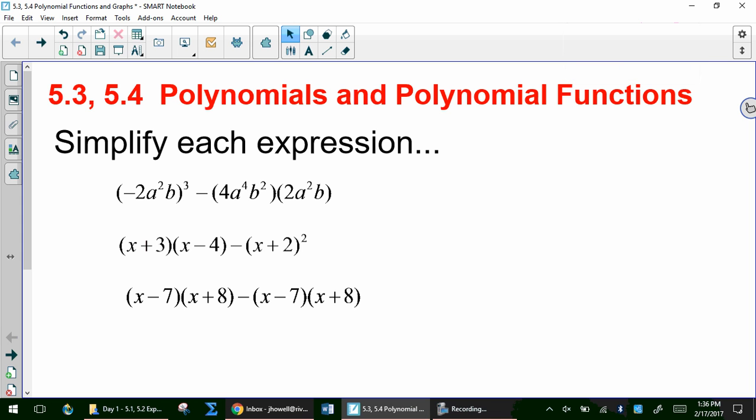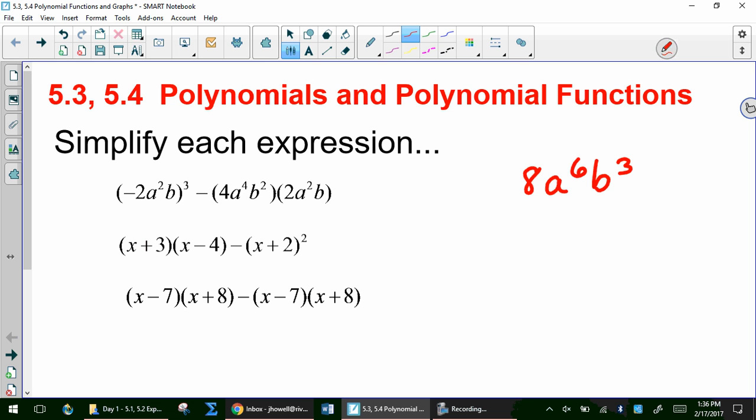Do these three problems together. Alright, how do we attack this first one? Dylan? First, we're going to multiply 4a to the fourth times b squared times 2a squared times b, and it'll be 8a to the sixth and b to the third. And then we'll have negative 8a to the sixth and b to the third. And it's essentially just going to be negative 16 to the sixth.